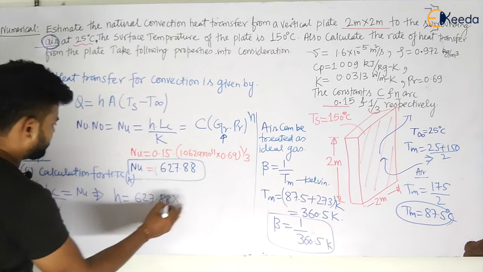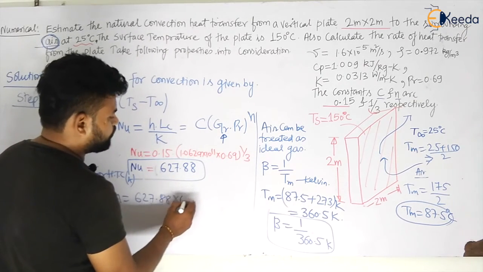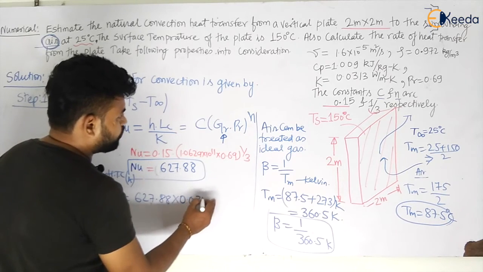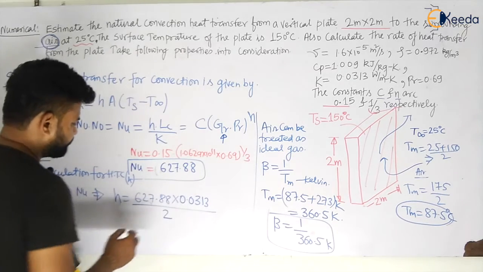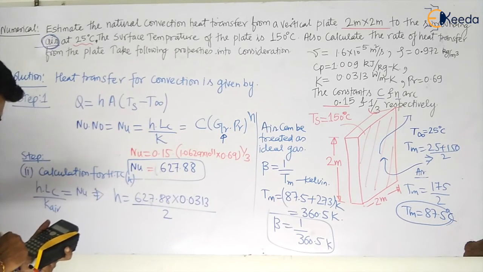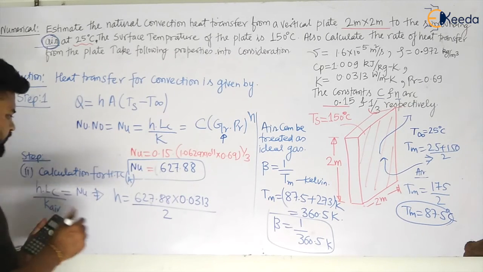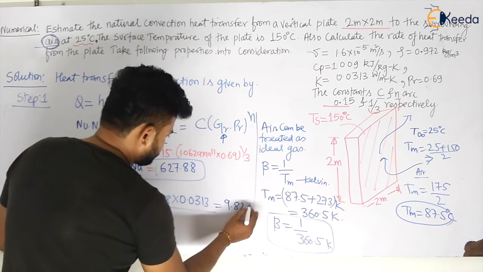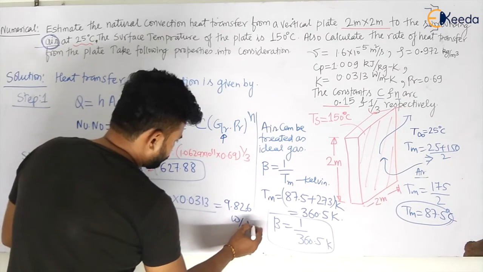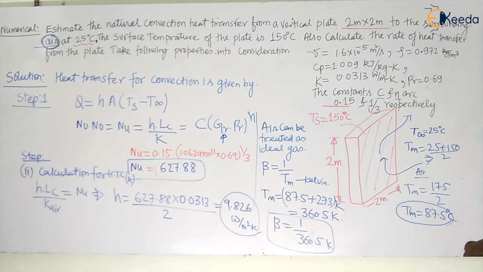627.88 multiplied by K of air. Conductivity of air is given to be how much? So this is given to be 0.0313 divided by the characteristic length, which is nothing but 2. So multiplied by 0.0313 divided by 2, and the value of H will come equal to 9.826 watt per meter square Kelvin. So now we know the value of H, my dear students.